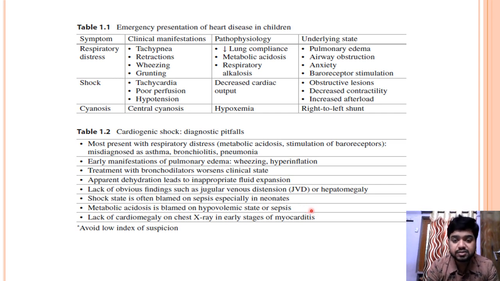Then metabolic acidosis is blamed, or hypovolemic shock is blamed. Then lack of cardiomegaly on chest X-ray in early stages of myocarditis. Yes, this is one more pitfall. Most pediatricians tend to feel that cardiac means there should be cardiomegaly. It need not always be. In cardiac emergencies, neonates or children presenting with cardiac complaints in the emergency, cardiomegaly is not a dictum. There need not be cardiomegaly for every cardiac emergency. So don't think that because the X-ray heart shadow appears normal, it doesn't look cardiac. Don't decide whether this is cardiac or respiratory based on cardiomegaly.